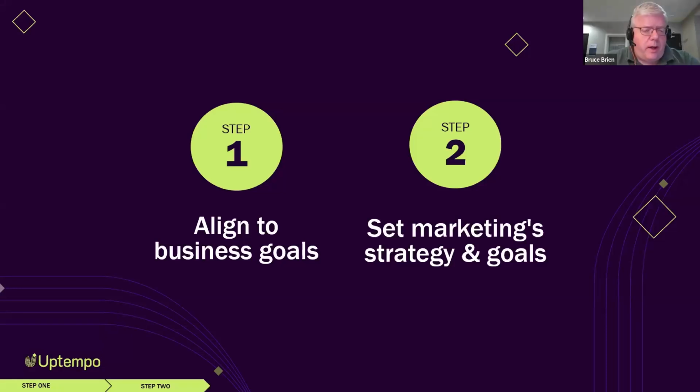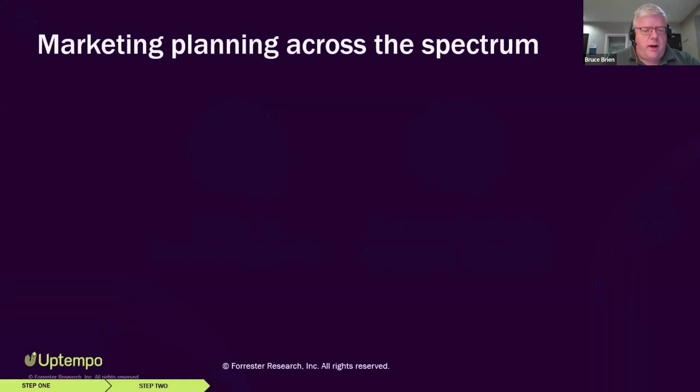Thanks, Jim. So yeah, this is an exciting section of the presentation here today. We get to talk about the very high level and strategic pieces. In step 1, we're going to be really focused on alignment to business goals. And in step 2, we're going to talk about how marketing will set their goals. Now, we're going to handle both of these together in terms of the slide structure in the presentation. But let's go ahead and start thinking about that.